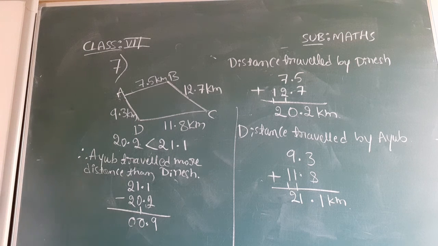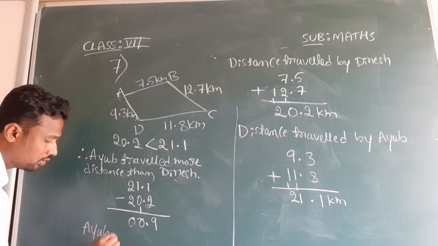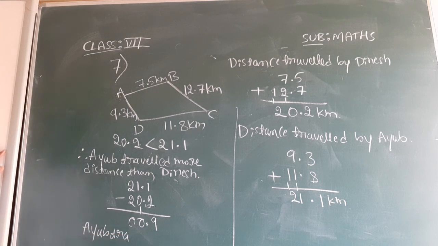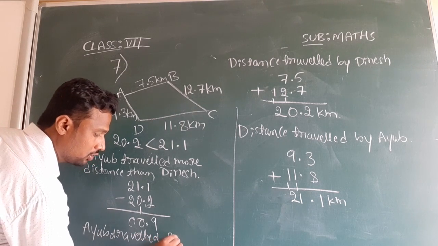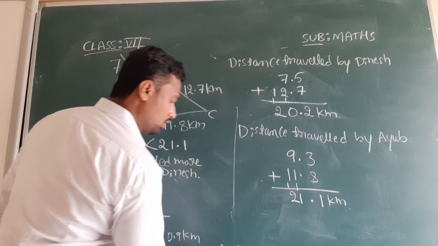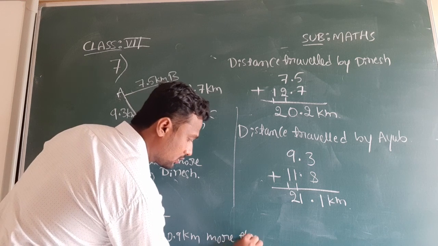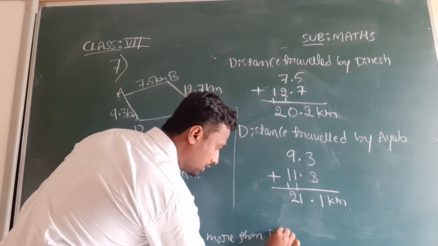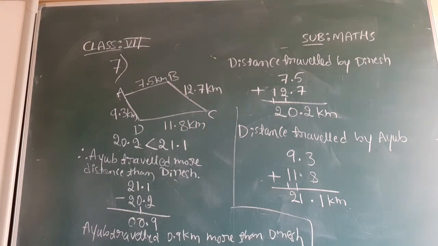So here you have to write Ayub traveled 0.9 kilometer more than who is that? Dinesh. So this is our final answer.